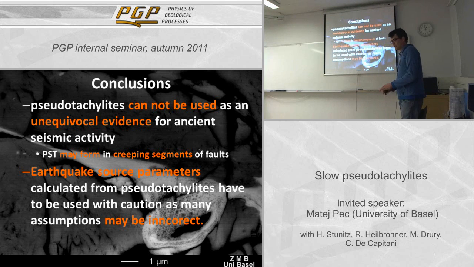So to conclude, I would say that pseudotachylites cannot be used as unequivocal evidence for seismic activity because they may also form in creeping segments of faults. I don't want to say that all the pseudotachylites that we observe are not connected to earthquakes, but the fact that they might not necessarily be connected to earthquakes is, I think, worth studying. And this follows that earthquake source parameters calculated from pseudotachylites have to be used with caution, because many assumptions in the calculations might be incorrect.